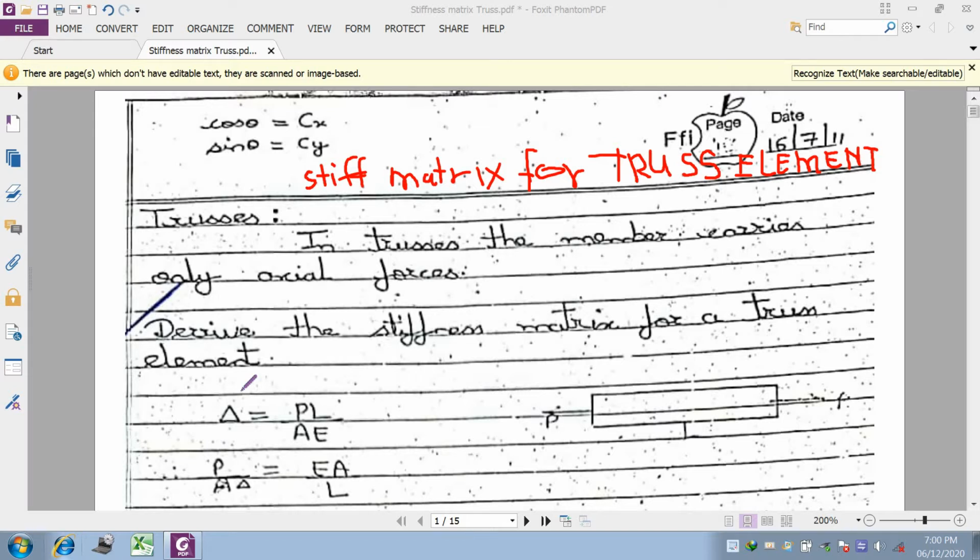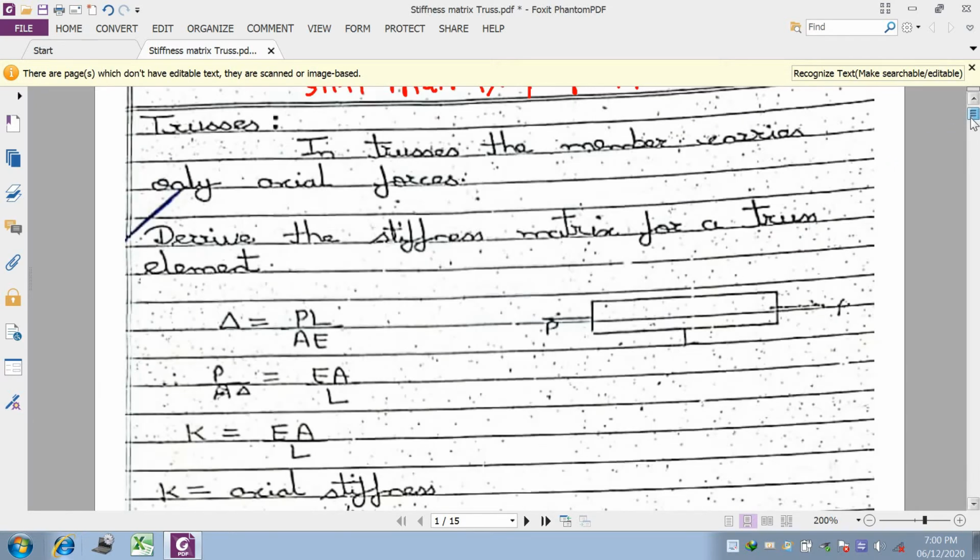So let us see the derivation of the stiffness matrix for the truss element, how the formation of the stiffness matrix will take place. This derivation of the stiffness matrix of the truss element has been given in many previous papers. You can see the way this type of derivation was asked in your examinations. So let us see how to derive the stiffness matrix for the truss element.